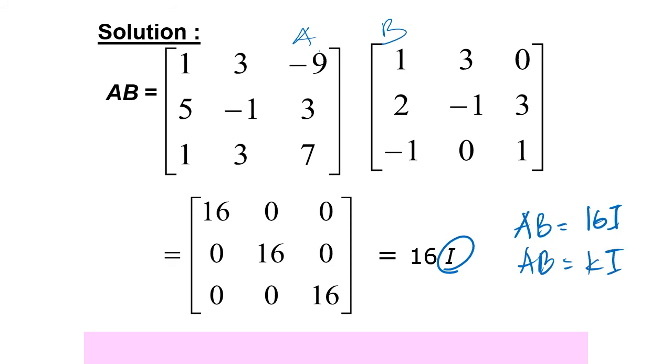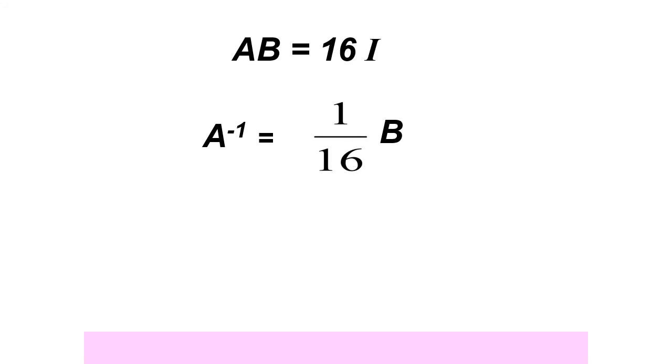So what can we do for the next part of the question? The next part asks you to find A inverse, which means we can use the properties of AB equal to KI. From the previous result, AB equal to 16I, we can find A inverse directly from these properties. So what will it be? A inverse should be 1 over 16 of B, by applying the properties of AB equal to KI.